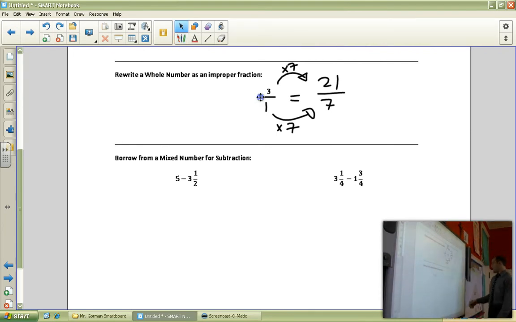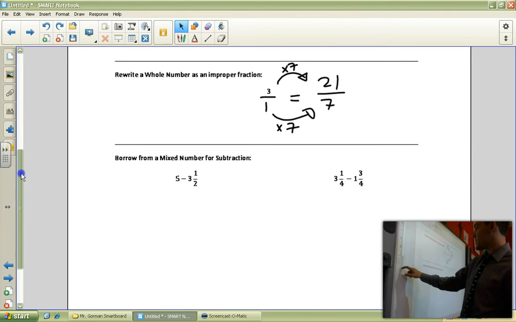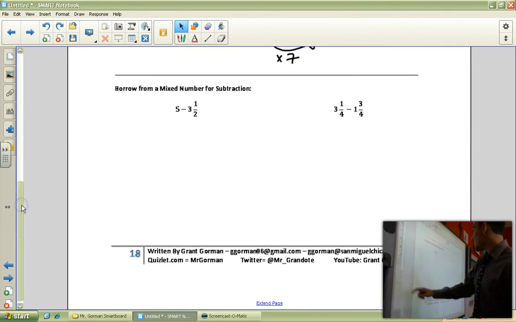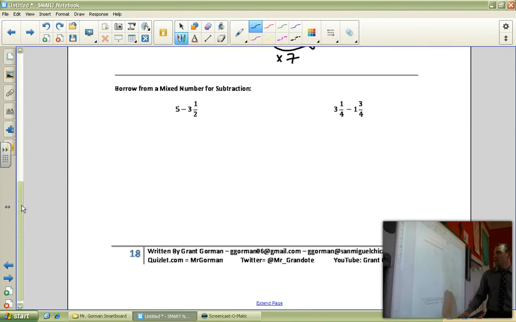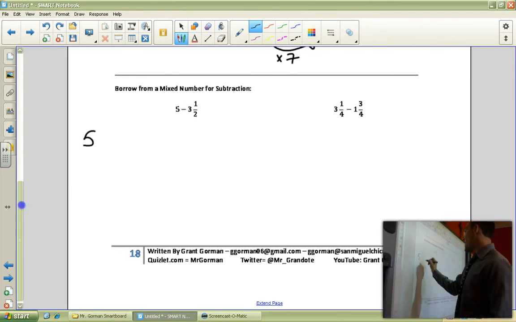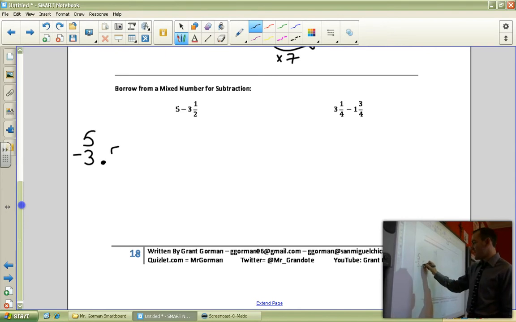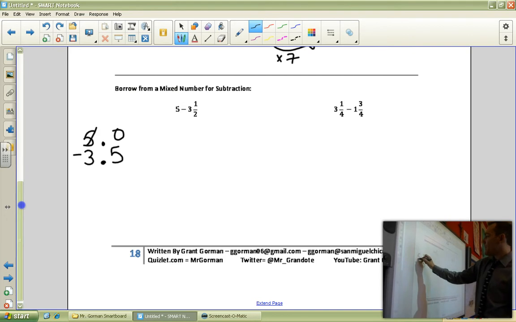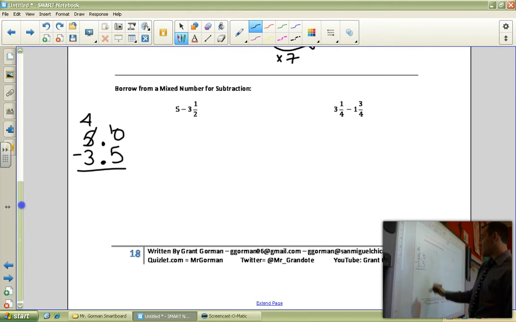Now, let's look at how to borrow from a mixed number for subtraction. So I've got a problem here for you. It's 5 minus 3 1/2. Okay, so you know that if you're subtracting, 5 minus 3 1/2 is 1.5, right? You would normally need to borrow, and that's really easy in our normal base 10 system. We go like that, we subtract it out, we've got a 5 and 1.5.